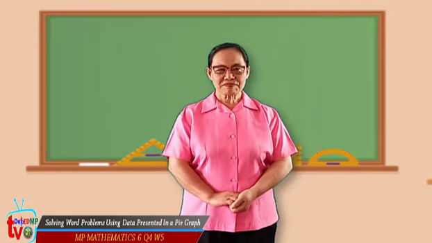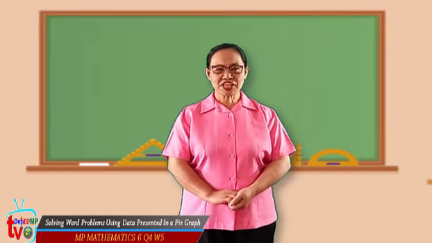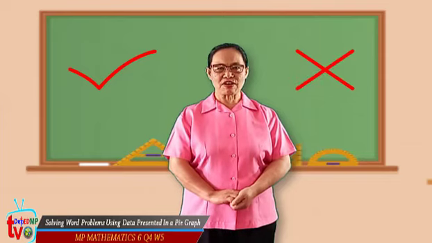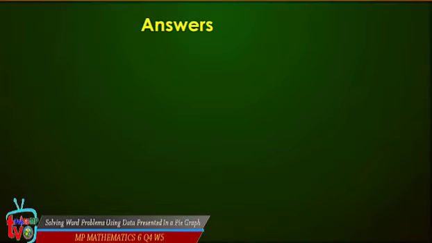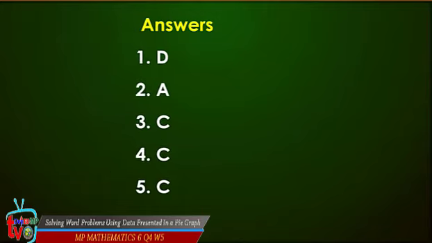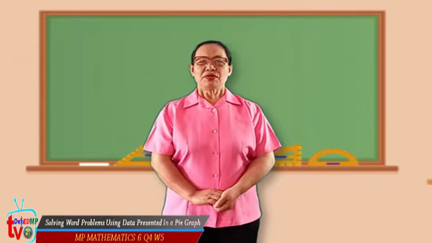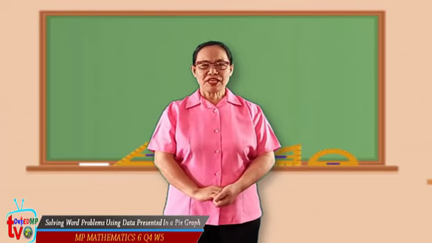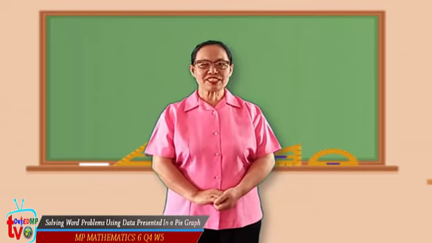Are you ready? Great job! Let's check your work. Put a check mark if your answer is correct and X if it is wrong. Answers: Number 1, B. Number 2, A. Number 3, C. Number 4, C. Number 5, C. Were you able to get 5? Very good! If you have errors, it is alright.